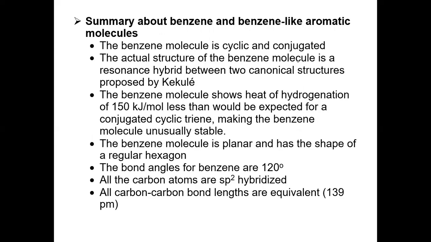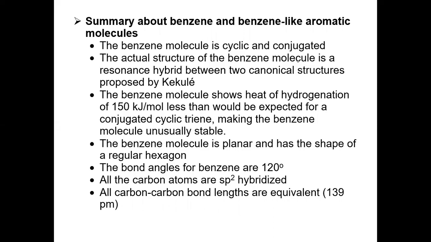Now, a summary about benzene and benzene-like aromatic compounds. You are seeing that the benzene molecule is cyclic and conjugated. The actual structure of benzene is the resonance hybrid, and that's the most sensible one, right? Between the two canonical structures proposed by Kekulé. The benzene molecule shows a heat of hydrogenation 150 kilojoules per mole less than would be expected for the conjugated cyclic triene, making the benzene molecule unusually stable. Right? So benzene is stable. Now the benzene molecule is cyclic and flat.